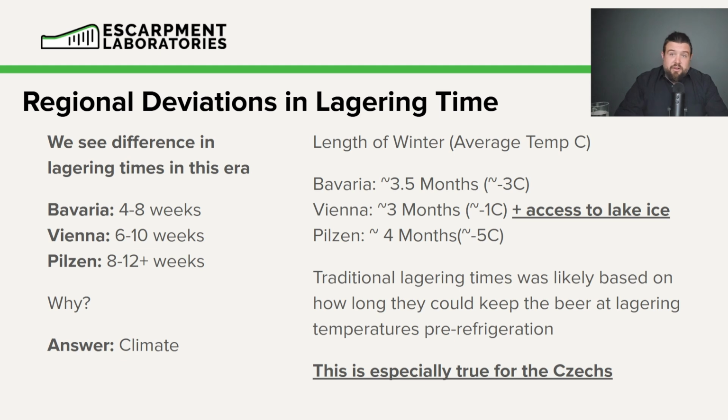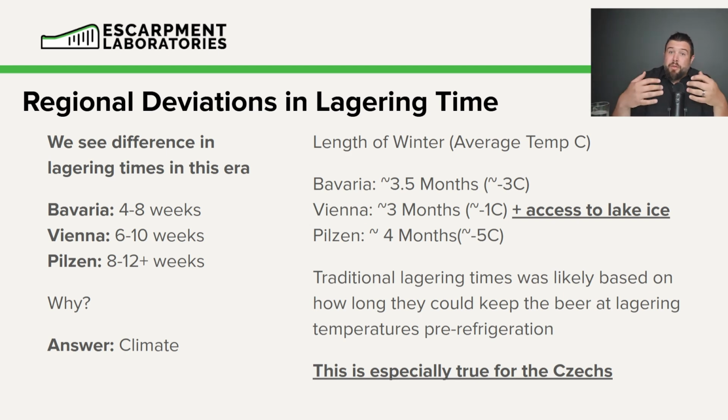So as we look at this method, there are some regional differences between these three different brewers. Again, all three, Siddelmeier, Dreher, and Groll, were all brewing their beers at the same time in these different areas. And they had different methods. Now, why is this? Mainly due to the climate. If we look at Bavaria, they typically lager their beers for about 4 to 8 weeks. In Vienna, they do about 6 to 10 weeks. And for Pilsen, they would go anywhere from 8 to 12. This is mainly just due to how long their winters were. There's nothing fancy about this. This is just how long was the winter.